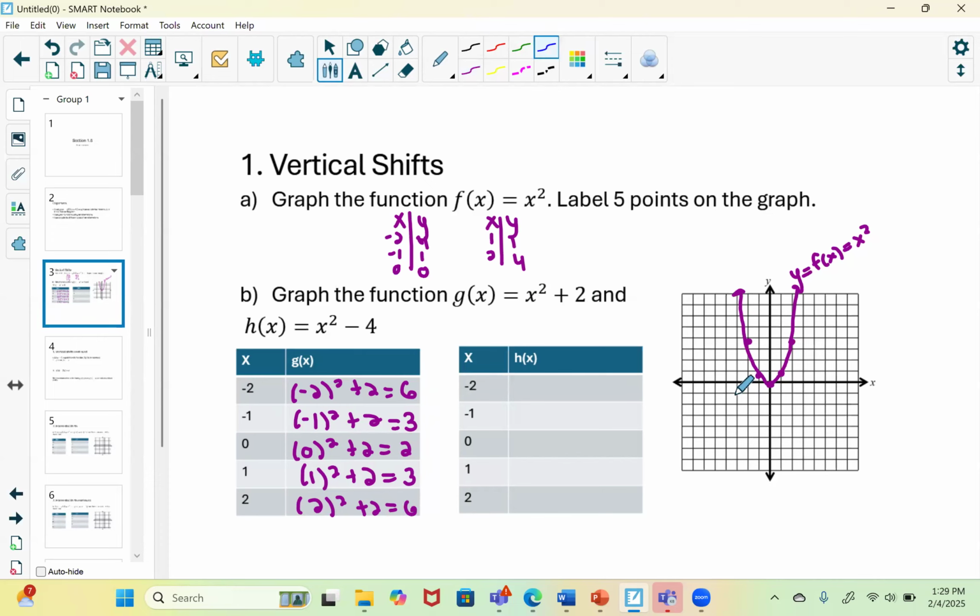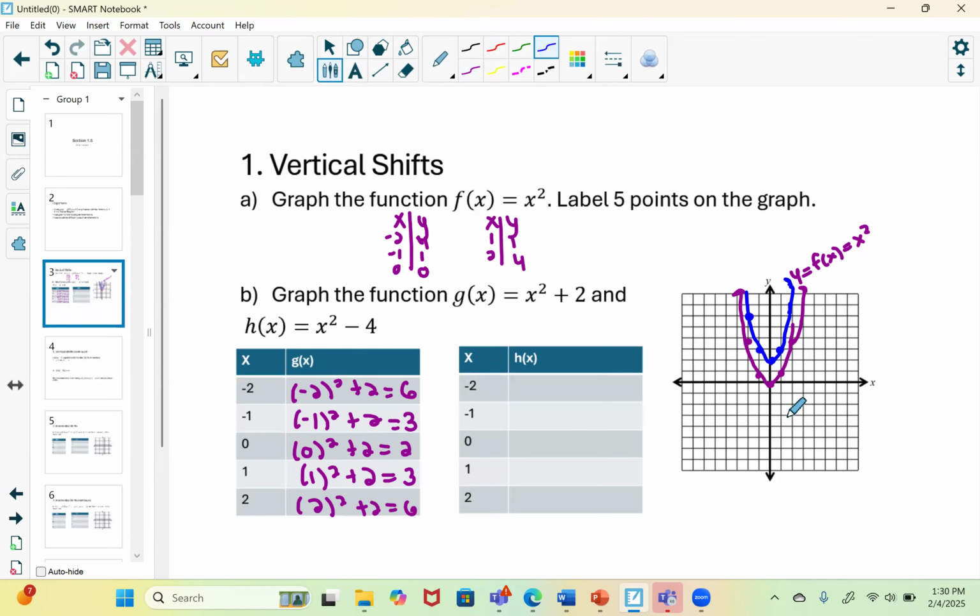And then I'm going to graph this function in blue. So I have the points (negative 2, 6), (negative 1, 3), (0, 2), (1, 3), and (2, 6). I'm just going to fix my graph of x squared because it does not go through (2, 6). It goes through (2, 4), and then it comes out here more.